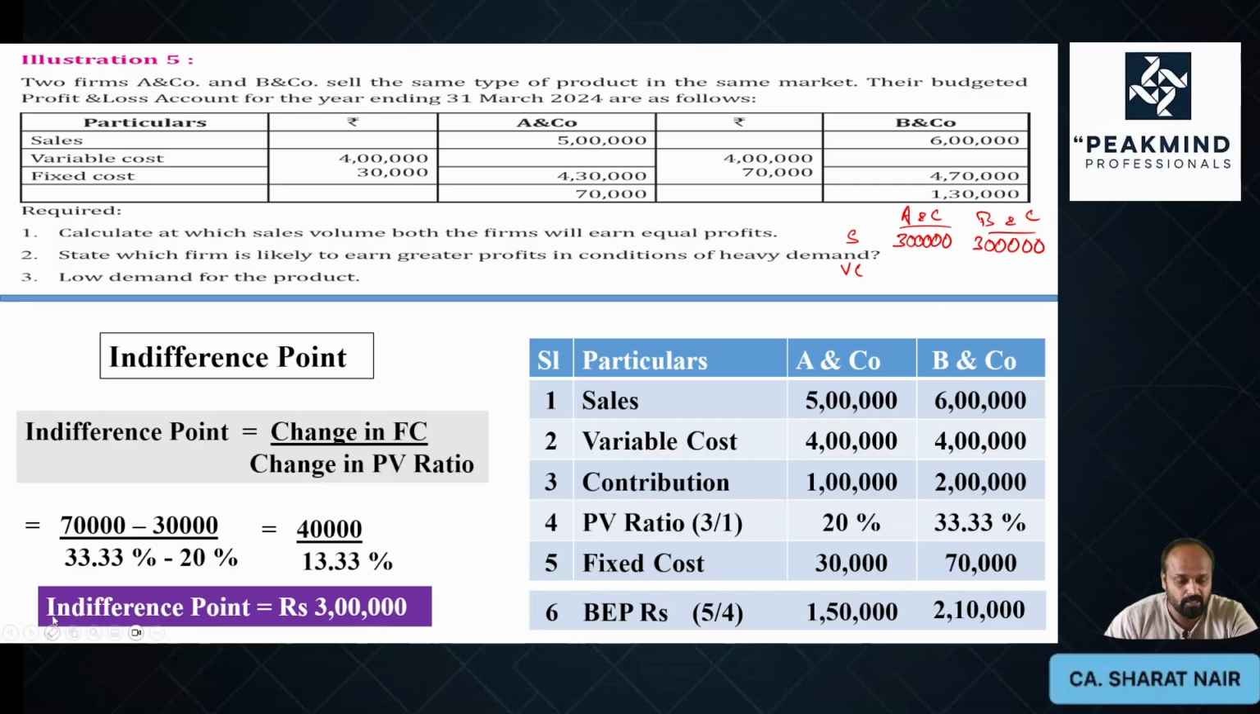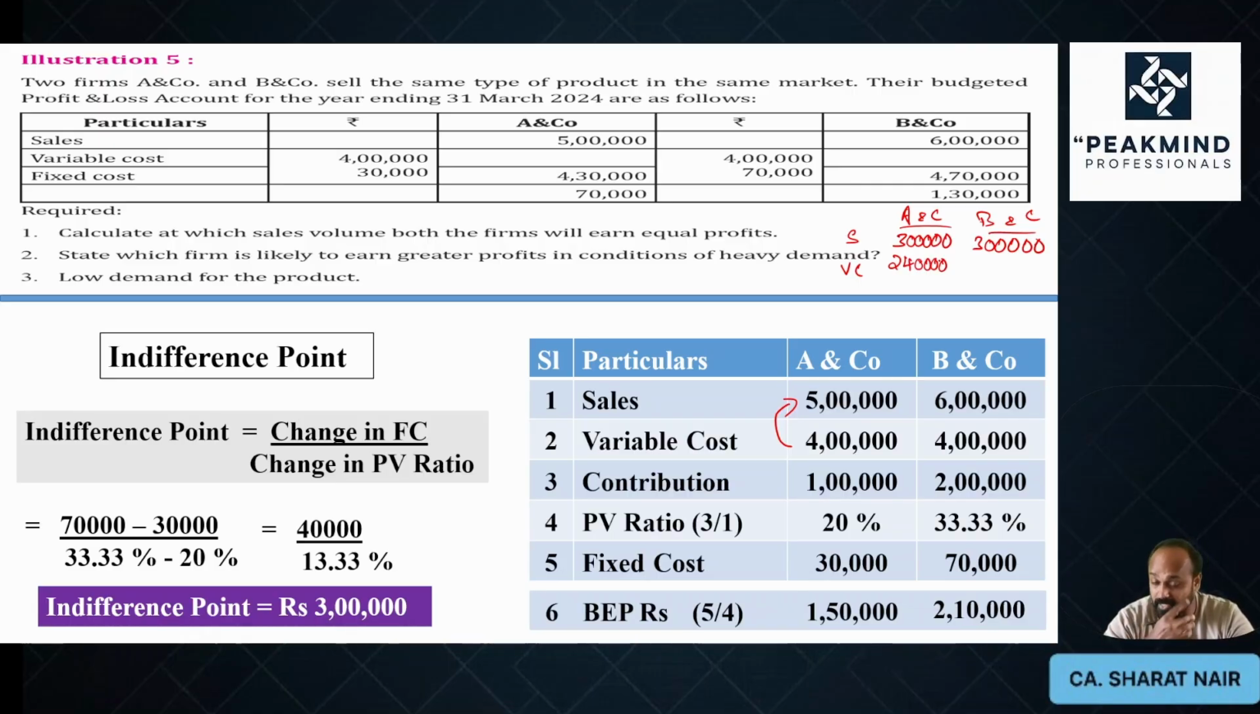here I need to find out the revised variable cost. So 4 lakh is variable cost for 5 lakh. If that is true, for 3 lakh is how much? Because variable cost per unit is constant, but it keeps on changing with the number of output. So 4 lakh divided by 5 lakh into 3 lakh. So it will be 2 lakh 40,000.